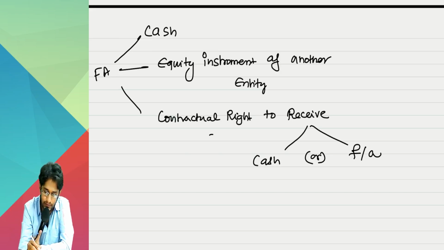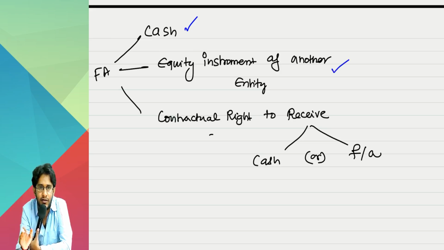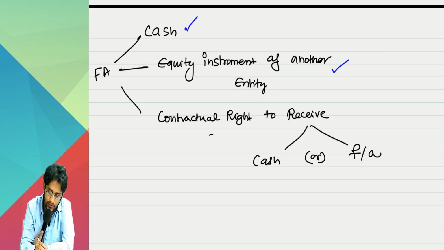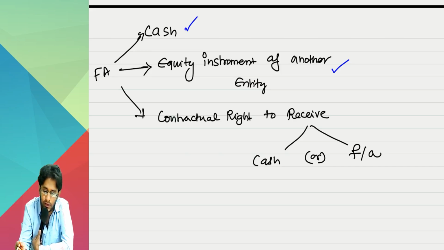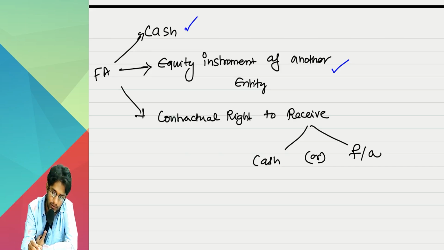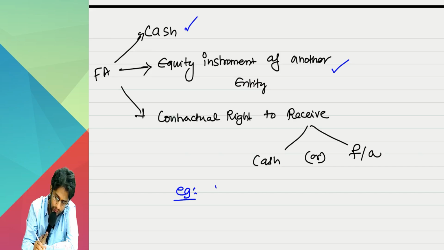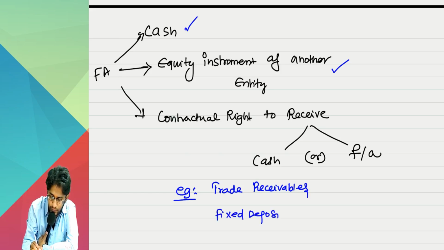Let's put some examples. The first examples are very straightforward: cash, bank, and equity shares of some other company are financial assets. Now you should tell me examples for the third category: a contractual right to receive cash. Good. Let's start with the basic one, which is trade receivables. You have a fixed deposit with the bank. Bills receivable.